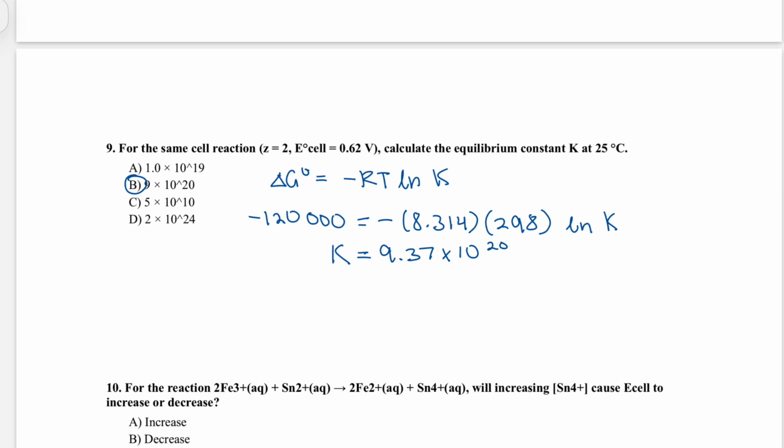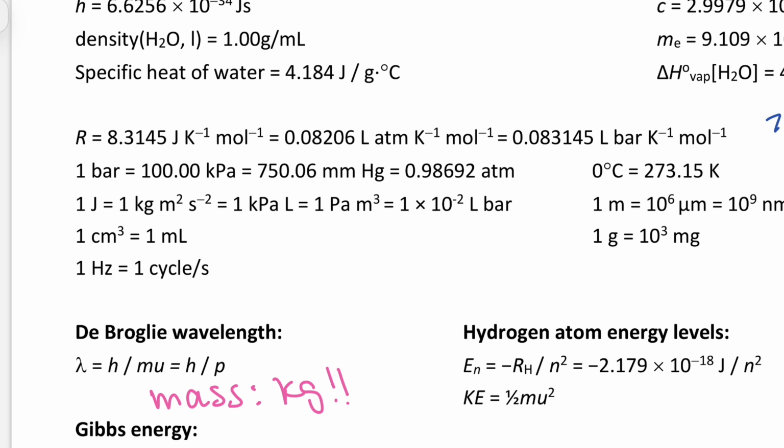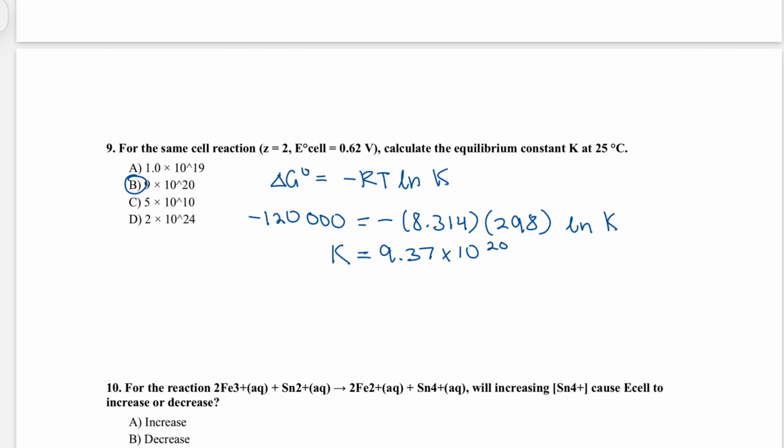And then I guess if anyone has questions of why it had to be in joules, remember that the R value that we're using is 8.314 joules per Kelvin mole. So that's why we had to convert the kilojoules to joules.